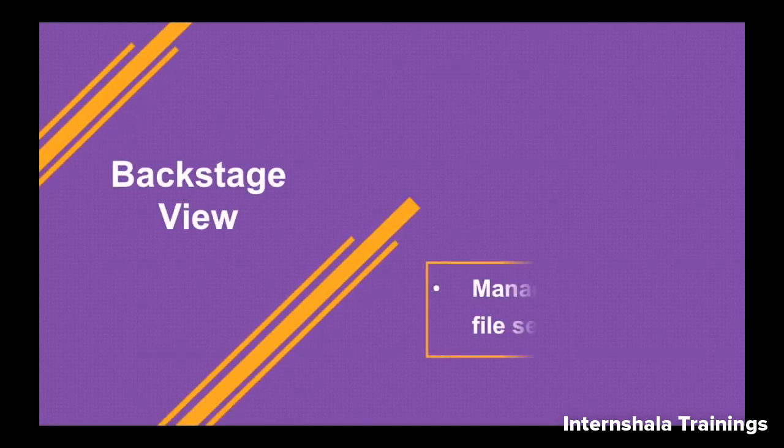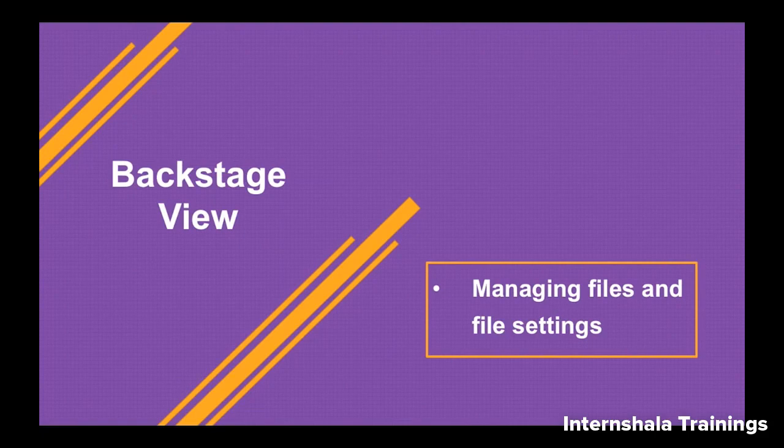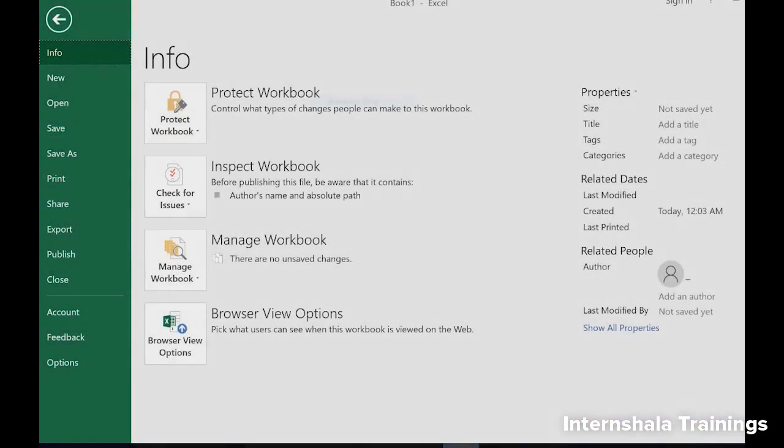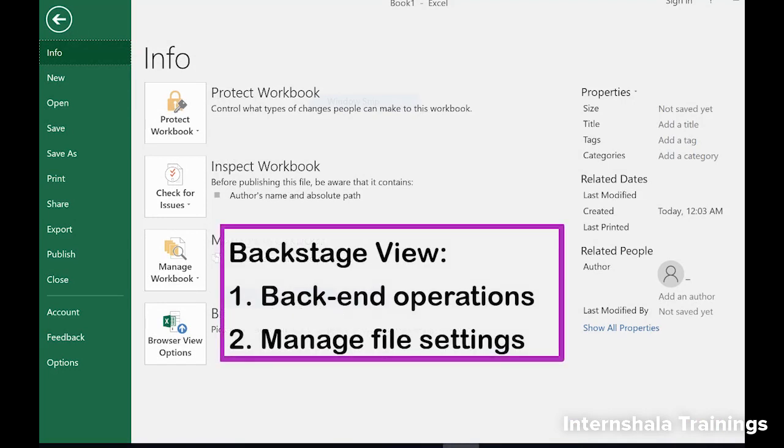Backstage View is an area within Excel and other Office programs that allows you to manage your files and their settings. As the name suggests, Backstage View allows us to manipulate back-end operations and settings of our Excel workbook. This means that it's more to do with the external management of our workbook than the actual content of it.